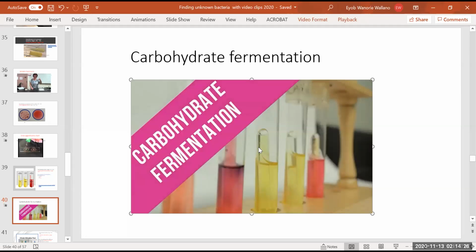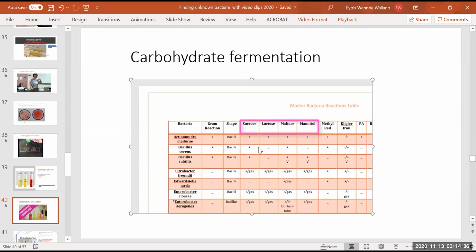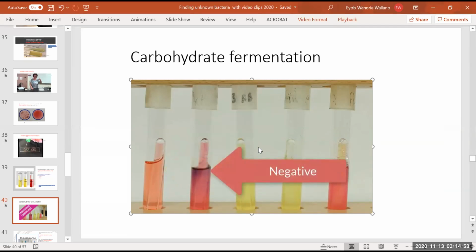Okay guys, so let's talk about how to read the carbohydrate fermentation test. Carbohydrates include all of the sugar tests that you could be doing, such as sucrose, lactose, maltose, or mannitol. All of the tests are individual sugars, however, their reactions would be read exactly the same way. For example, this tube represents the uninoculated media. The next tube represents a negative result, meaning that the organism does not ferment this particular carbohydrate.